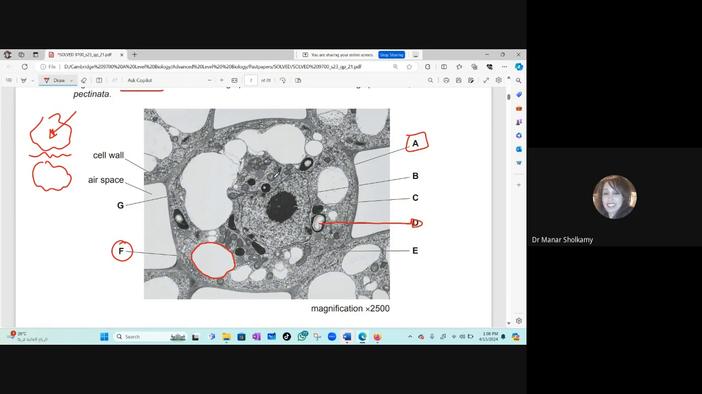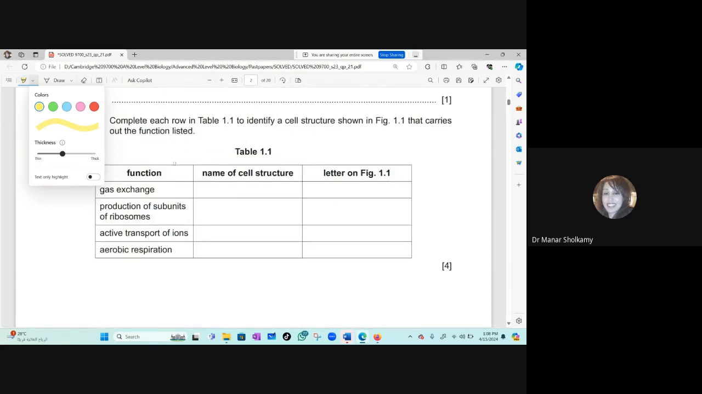So you're not abnormal, you're normal. They're just being tricky. So the answer is A, actually, which is the cell membrane, or any other membrane that will let me highlight to this question, gas exchange. Okay. So the name of the cell structure will be the plasma membrane or the cell surface membrane. Fine. And the letter is A. And we'll go over to the mark scheme and check.